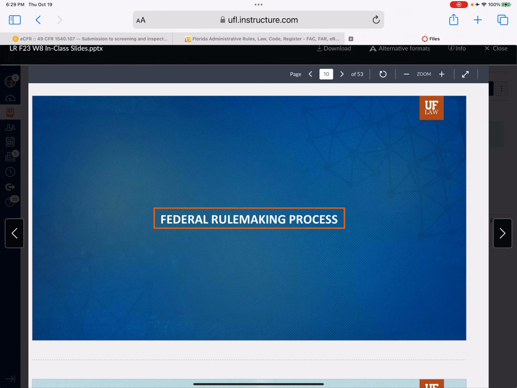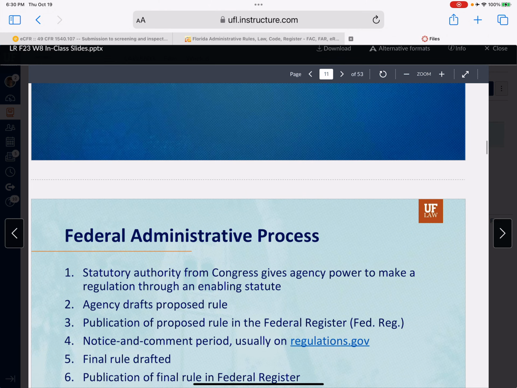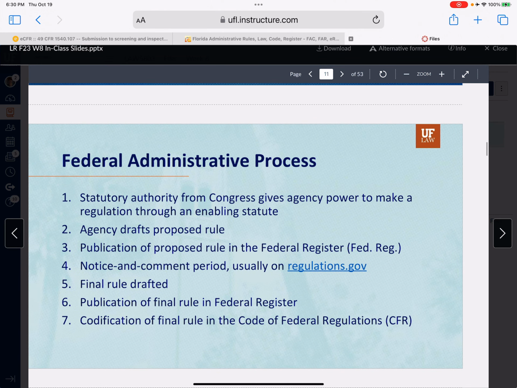First we're going to do federal, then we're going to do Florida. Federal rulemaking process. So we already went through the steps, but these are just a little more details about how it works federally. We have statutory authority from Congress giving the agency power to make a regulation through what's called an enabling statute, right? So Congress enacts an enabling statute that gives a specific agency the power to make regulations. The agency drafts a proposed rule, and that proposed rule for federal is published in something called the Federal Register, and it's abbreviated FedReg there.